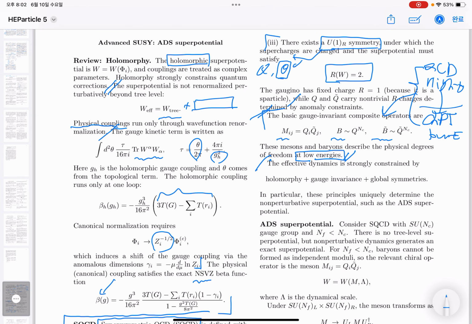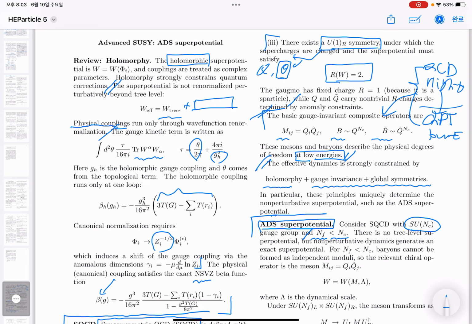But the different point is that the dynamics and the Lagrangian are strongly constrained by the holomorphic condition and the other symmetries, such as the gauge invariance rule and the global symmetries we impose. So this uniquely determines the non-perturbative superpotentials at the tree level or only at one loop. For example, the ADS superpotential. The ADS superpotential is one example of SQCD if we consider the SU(NC) gauge group and the number of flavors NF is smaller than the number of colors NC.